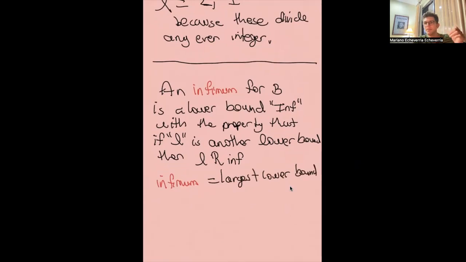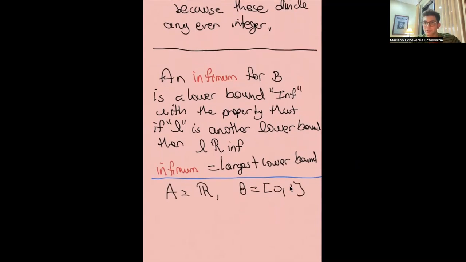The usefulness of that is that it singles out, among all lower bounds, the largest one. So just to give you the examples, if A is again the real numbers and B is the interval 0, 1, we gave a bunch of examples of lower bounds. What would be the infimum here? The infimum would be the largest of the lower bounds. So of all the lower bounds, which one is the biggest for this interval? The infimum of B should be the largest lower bound.